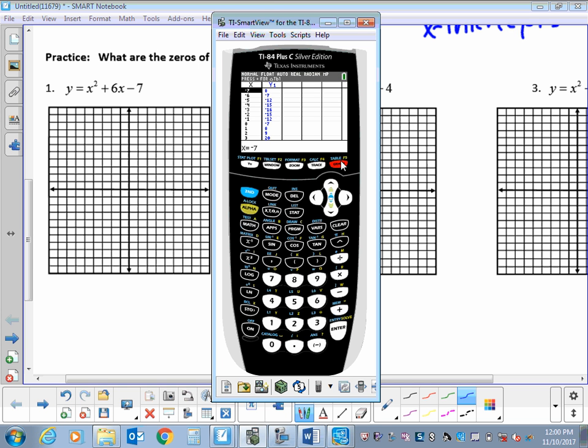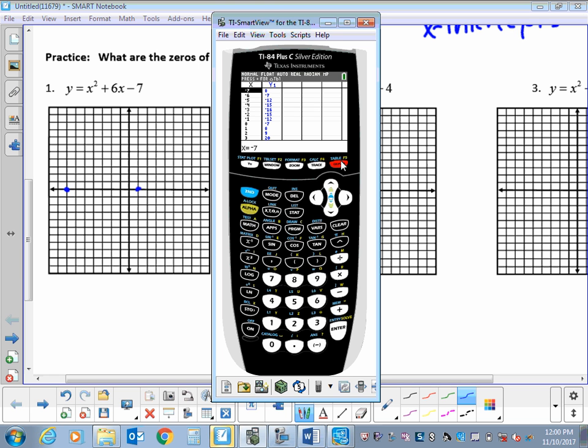Where is my y 0? At negative 7, and where else? At positive 1, right? So I'm going to put a dot there. 1, 2, 3, 4, 5, 6, 7. Negative 7, and then positive 1.